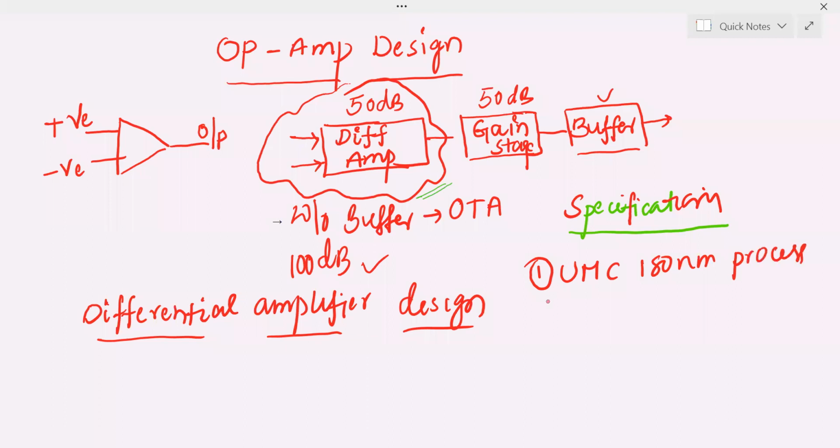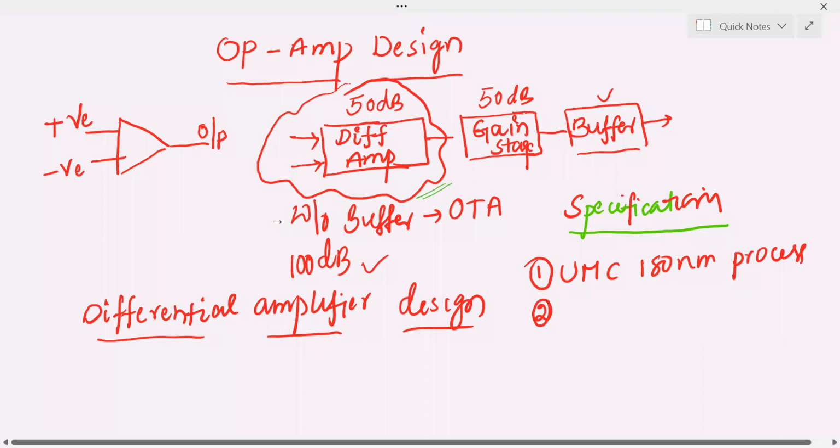Second specification is VDD equal to 1.8 volts. Generally, for 180 nanometer process technology, the VDD value will be 1.8 volts. And the voltage gain Av is greater than or equal to 100.